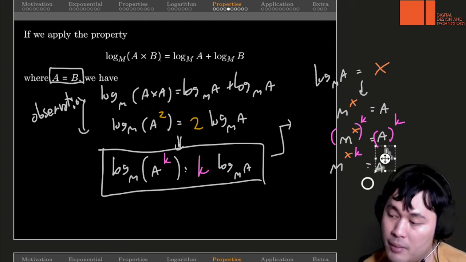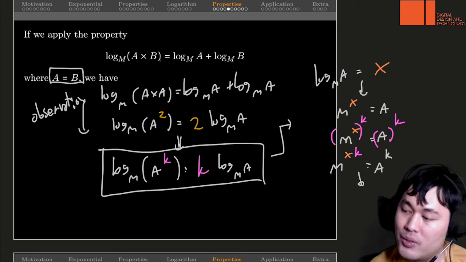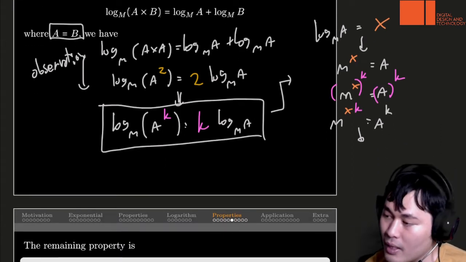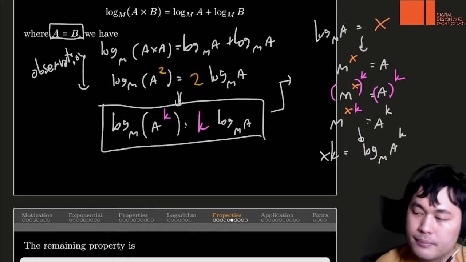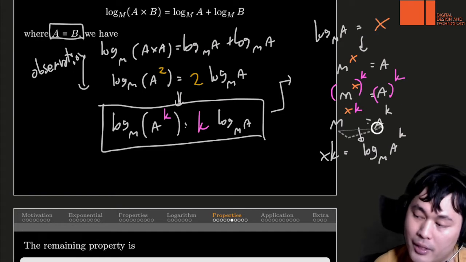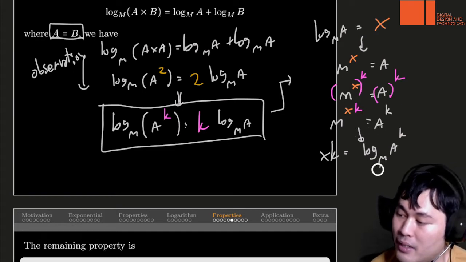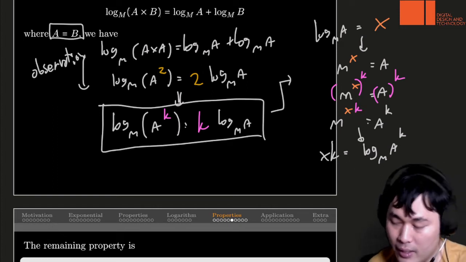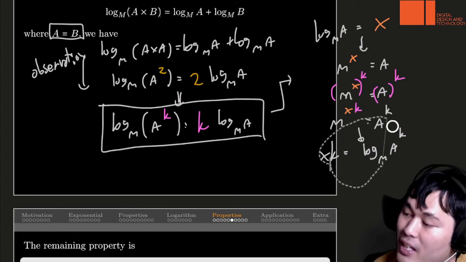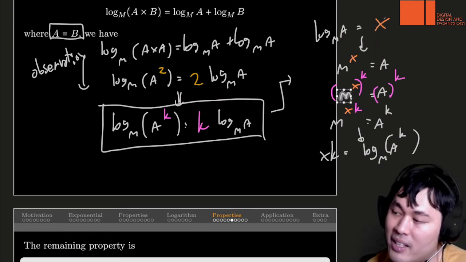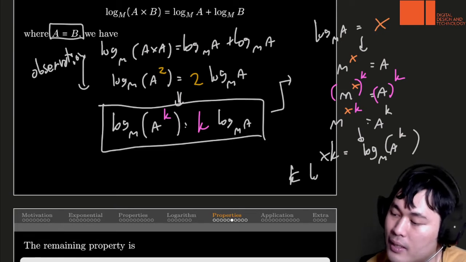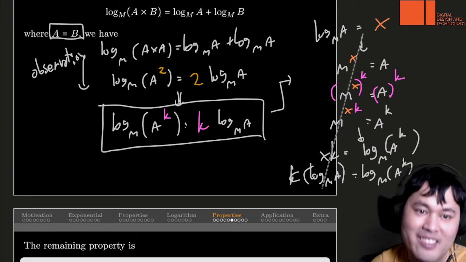And what this implies is that now we can translate this back to the logarithm. x times k is log base m of a to the k. I move this m to the other side. So again it means m to the power of x times k is a to the k. Right, but what is x? Go back here and you can see that at the start we defined x to be log base m of a. And so this is the proof.